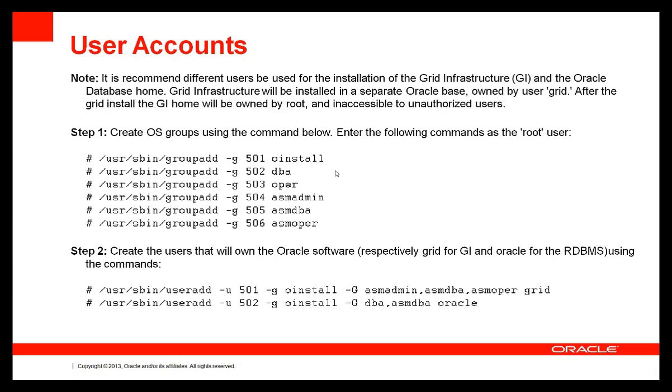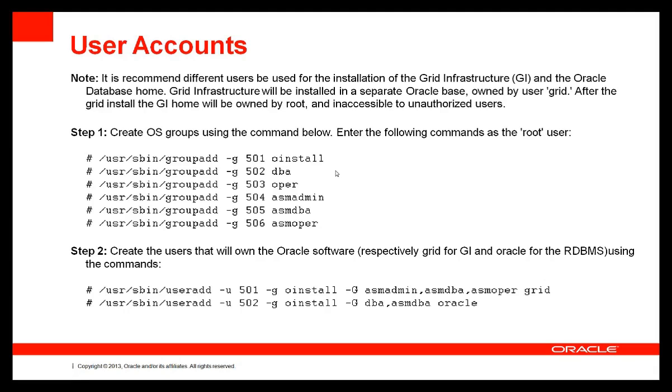Because we are in a role-separated environment, we will need independent Oracle bases for each of the users. So Grid Infrastructure will have its own Oracle base, as will the RDBMS software. So step 1 is to create the OS users and groups using the commands /usr/sbin/groupadd -g group ID and the group name. For this installation, we'll be using oinstall, dba, oper, asmadmin, asmdba, and asmoper.